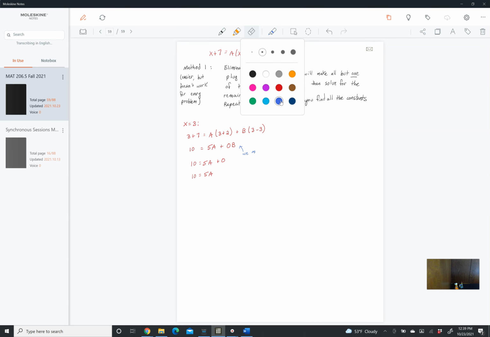So we multiply B times 0, making it disappear. That's how we figured out what x to plug in, because if we plugged in any other x, this would not disappear because we would not get B times 0. Okay, let's keep solving. Divide both sides by 5, and we get that A is equal to 2.